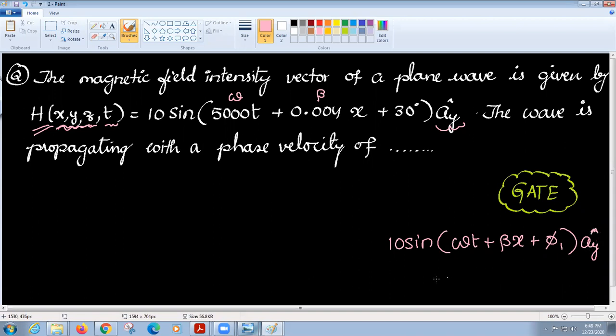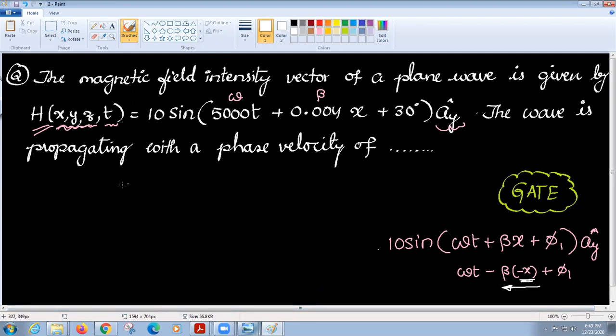Our direction is y. Now this argument, you can write down like this: omega t minus beta of minus x plus some initial phase. Now this indicates what? The wave is happily traveling along the negative x-axis. So this must be straightforward.